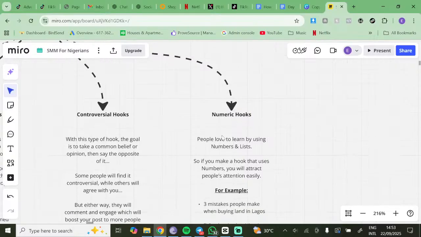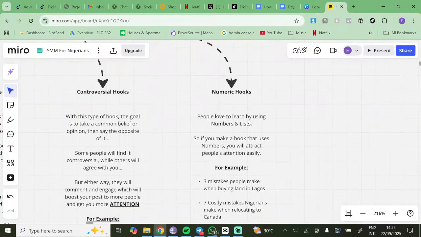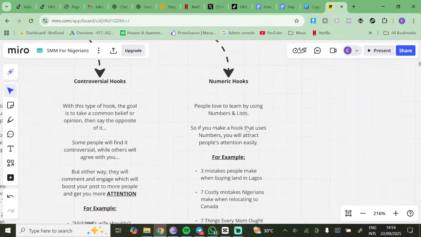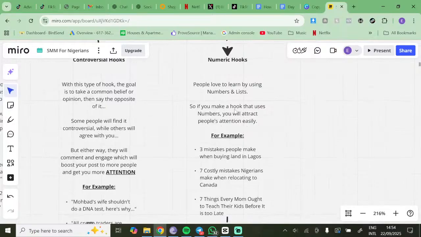I always use numeric hooks. Why? Because people love to learn by using numbers and lists. If you can make a hook that uses numbers, you will attract people's attention easily. Think about how many times you see content where the person is like 9 ways to do this, 7 ways to do that, 4 places you should find, or 4 places where you can take nice pictures in Abuja, 3 places where you can go on a first date.